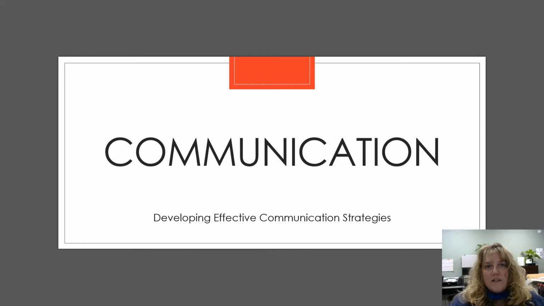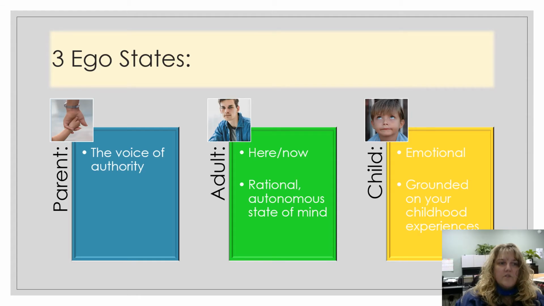Now, we're going to do all of this through communication strategies, and we've kind of highlighted the important points here. So there's three ego states. One is the parent, the other is the adult, and then you have the child. The parent is the voice of authority, whereas the adult works in the here and now. This is the rational, autonomous state of mind. And if we act like a child, it's typically because our emotional response has been triggered, and this is typically grounded on your childhood experiences. So however your childhood was, that's how you'll respond in that ego state. So when we are working with individuals, we have to remember that we're going to approach them based on one of these three ego states.